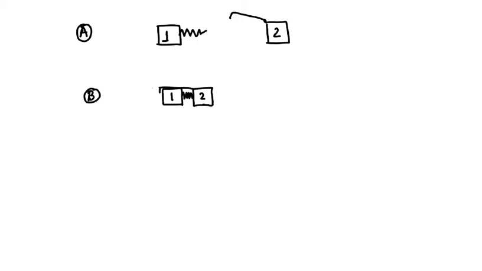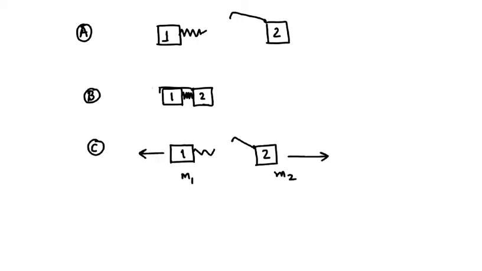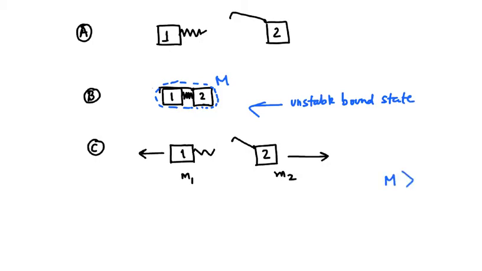As shown, the mass of the unstable bound state is greater than the sum of the separate rest masses m1 and m2 of the blocks when far apart, that is case C. Now in classical mechanics, you would have thought that M is equal to m1 plus m2. But in relativity, the capital M, which is the mass of the unstable bound state, is greater than m1 plus m2.